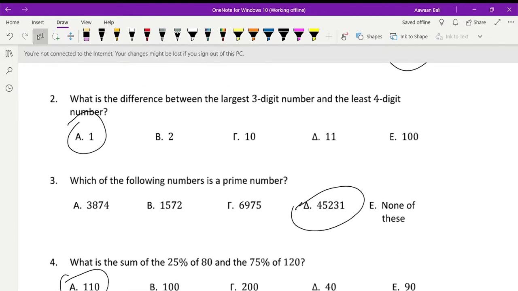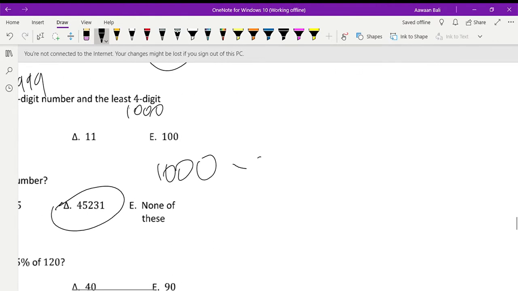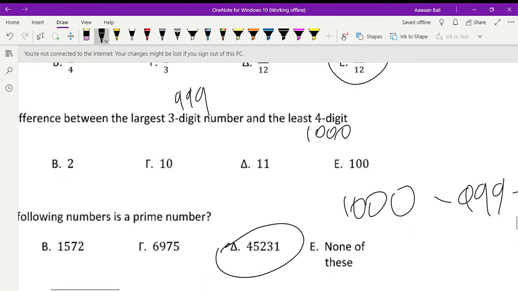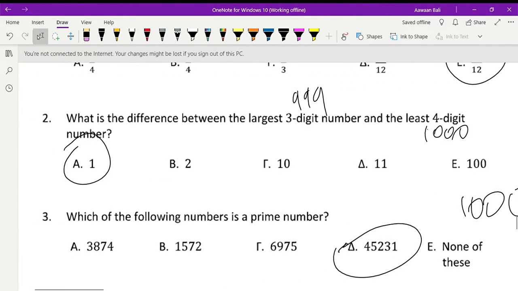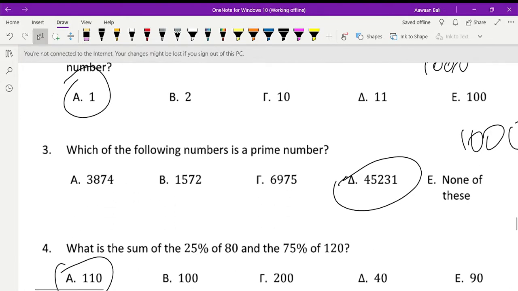The difference between the largest 3-digit number, which is 999, and the least 4-digit number, 1000, is what? It's obviously 1, since the least 4-digit number is 1000, and the largest 3-digit number is 999, which means they only have a difference of 1. Since after the largest 3-digit number, it's the smallest 4-digit number, so therefore the answer is alpha, 1.